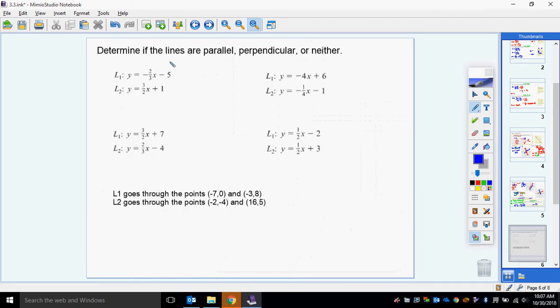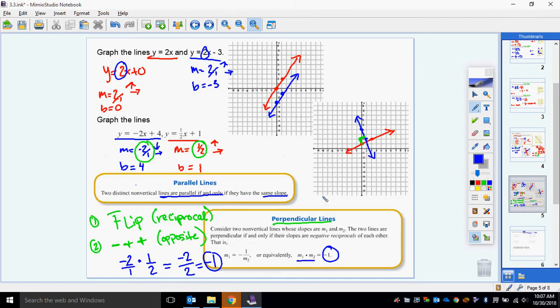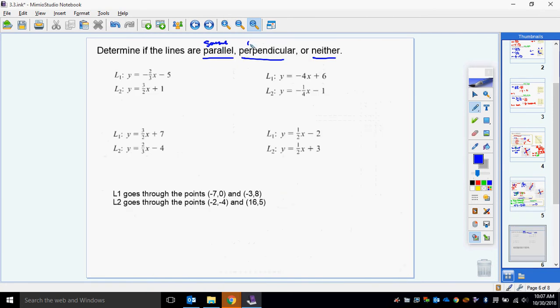Now we have a couple different options here. We just want to go through and determine if they're parallel, perpendicular, or neither, if they don't meet either one of those conditions. So how can we tell? Well, remember, parallel will have the same slope. Perpendicular will be opposite reciprocal. Neither would just be neither one of those cases. They're not going to be parallel, they're not going to be perpendicular, but they may intersect somewhere, just not at 90 degrees.